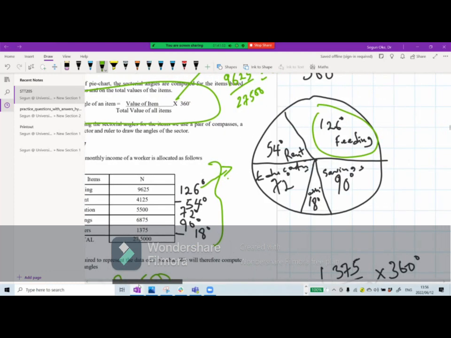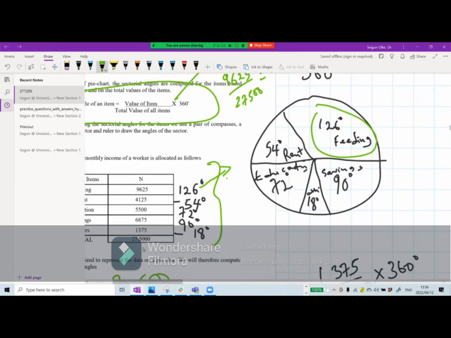They can give you a table and ask you to calculate it and pick the answer. They might not ask you to draw the chart. But if you are not sure of this formula, value of item divided by total value of all items multiplied by 360. If you don't multiply it by 360, you are on your own. The answer will also be there, and you will think you got it right.